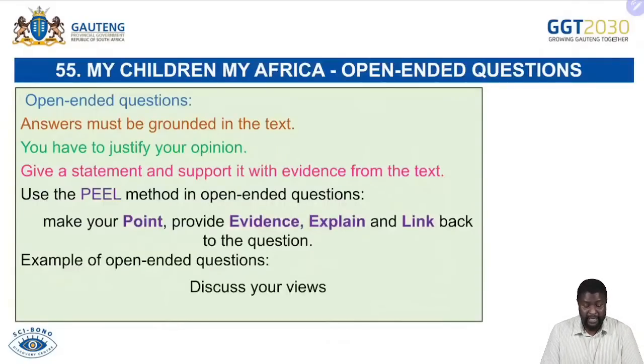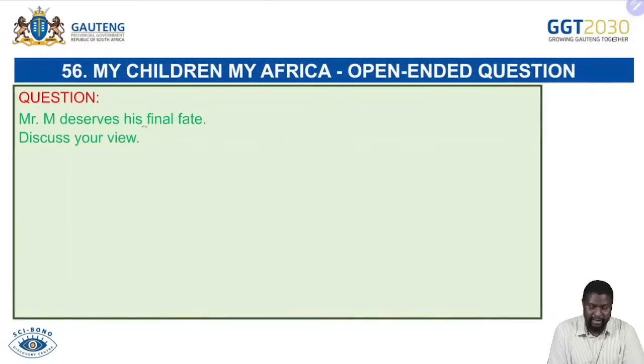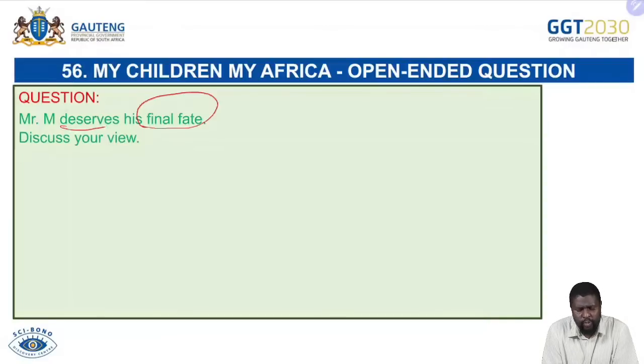Here is an example of an open-ended question from My Children, My Africa. Mr. M deserves his final fate. Deserves. Underline keywords. Note them. What is fate? You cannot say yes or no without an understanding of the word fate in this question because it's a keyword, it's a clue. His final fate, what happened to him at the end? Does he deserve that? You cannot answer the question if you don't understand the words that have been used. Please, tomorrow, underline them, give them synonyms. If you don't understand the word, think of other words that could help you understand it better.